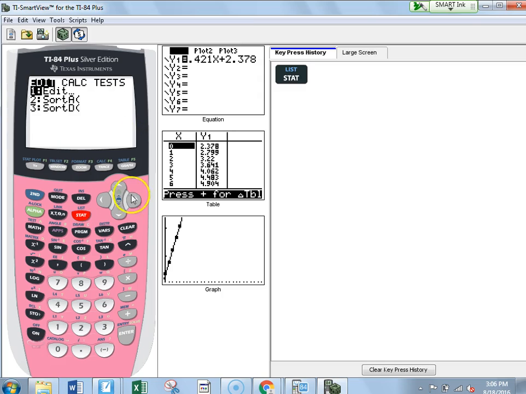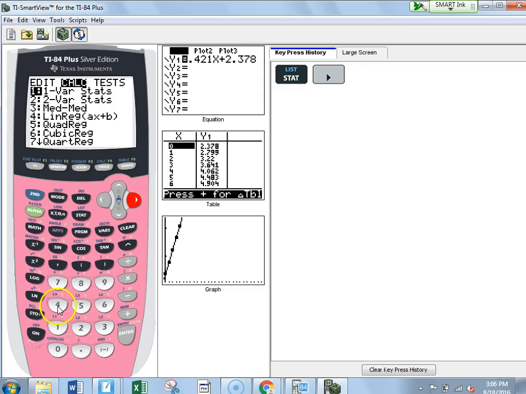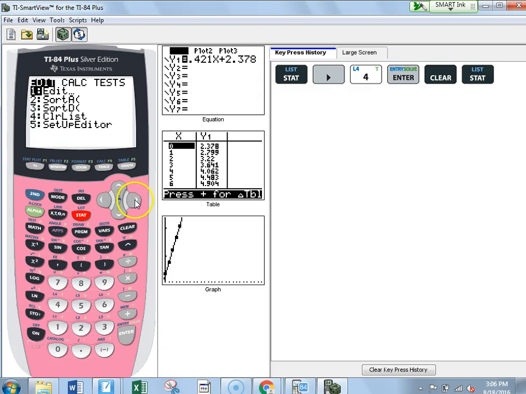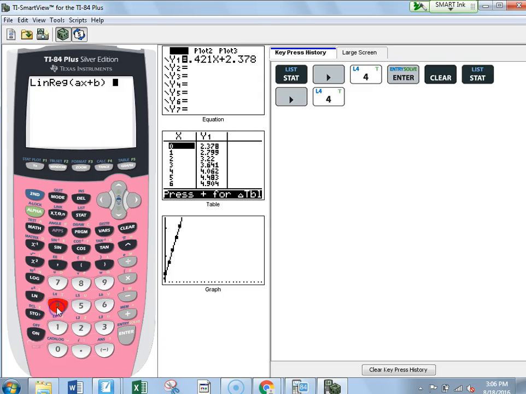Okay, you're going to go Stat, right arrow, 4, Enter. And this is what they get. They don't get that nice menu that we get of things to fill in. So they're going to have to type, Morgan, you listening?